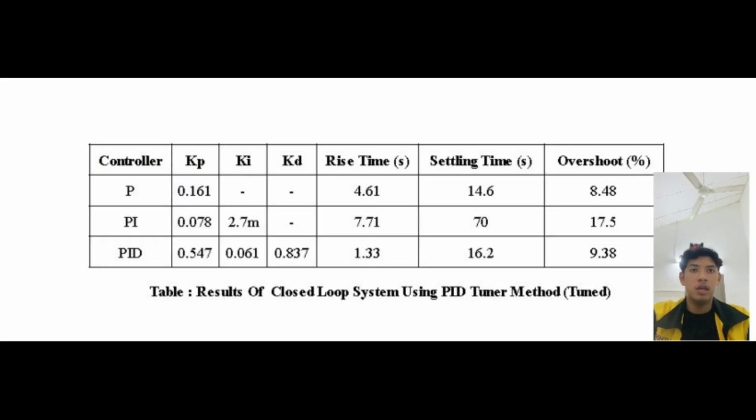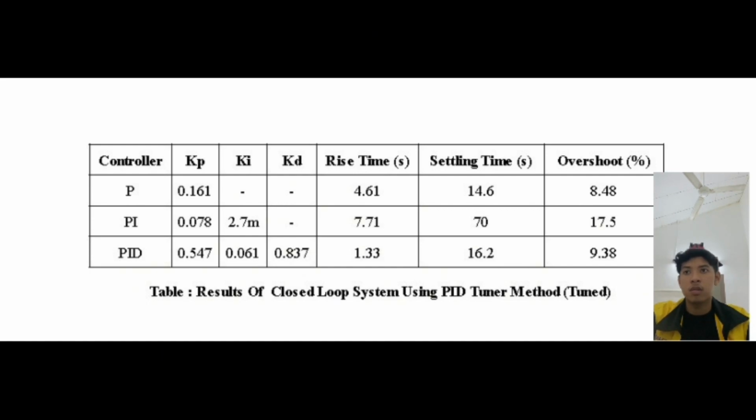Okay, the last one is the result of the closed loop system using the PID tuner method. For the P controller, we can see the rise time is 4.16 seconds, settling time 14.6 seconds, overshoot 8.48%. The P controller has a moderate response time and low overshoot, making it fairly stable with a good balance of speed and accuracy.